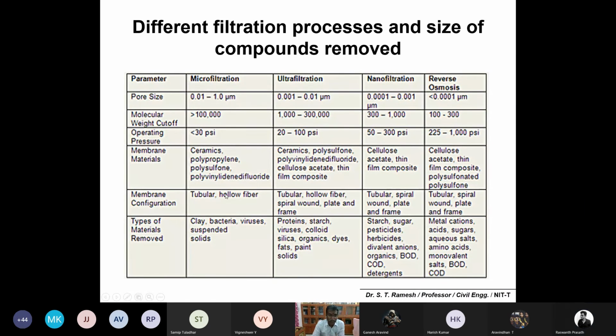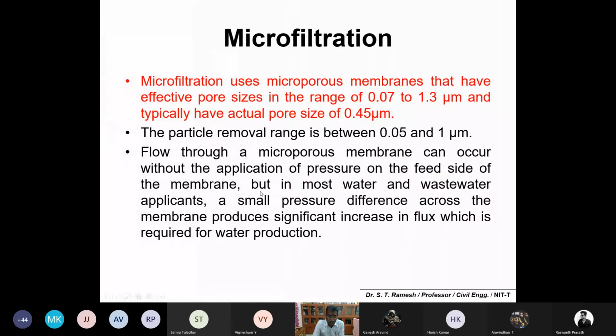Microfiltration: what is the size range, and what are the different membrane materials being used in the case of micro, ultra, nano, and reverse osmosis? Just have a look. But if you use RO, it will remove everything, complete removal of contaminants from the water. Okay. So for a microfilter, please remember the pore size is in the range of 0.07 to 1.3 micrometer, and the typical or actual pore size is 0.45 micrometer. The particle removal range is from 0.05 to 1 micrometer.